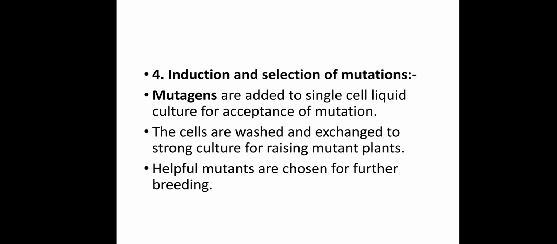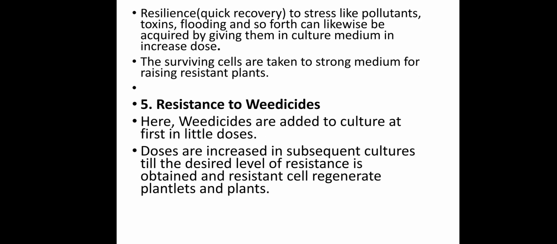Induction and selection of mutations. Mutagens are added to single cell liquid culture for induction of mutation. The cells are washed and transferred to solid culture for raising mutant plants. Helpful mutants are chosen for further breeding. Now, in that mutation process, if resilience is shown, resilience meaning quick recovery from something, to stress like pollutants, toxins, flooding, and so forth, then the surviving cells are taken to solid medium for raising resistant plants.